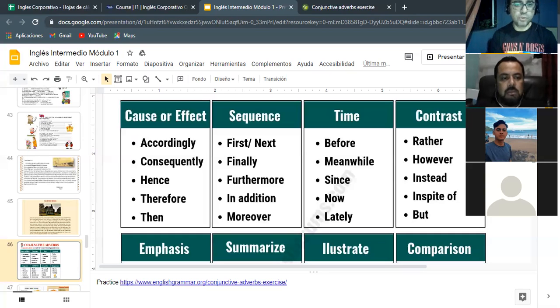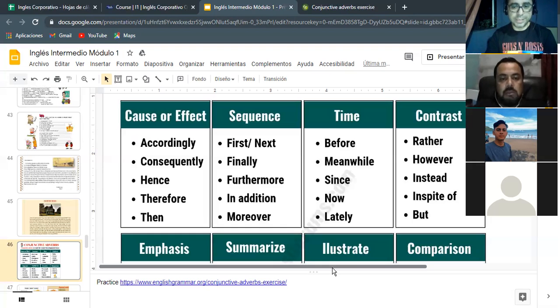So for example, for cause or effect, we can use accordingly, okay? We can say, for example, English is very important in regular life. Accordingly to studies that we have seen, everybody is learning English. Another one is consequently. I guess that is very clear what is in Spanish, right? Consequently. Hence, do you know what is hence? Okay, hence might be something like por lo tanto. So that's why it's cause and effect, right? Therefore, do you know what is therefore? Therefore is very similar to hence. So you can say hence or therefore, okay? Then, I guess that is very easy, right? Because you have something and then you say then, and then this happens, right?